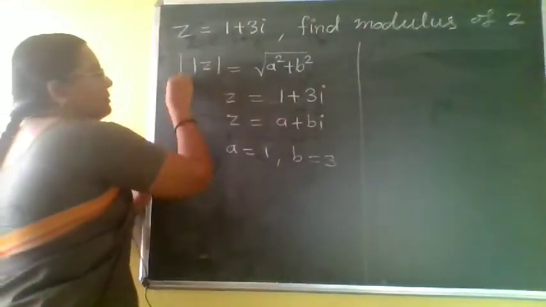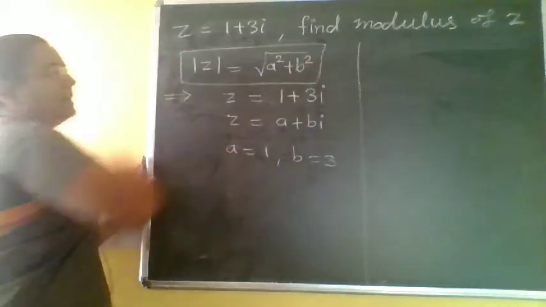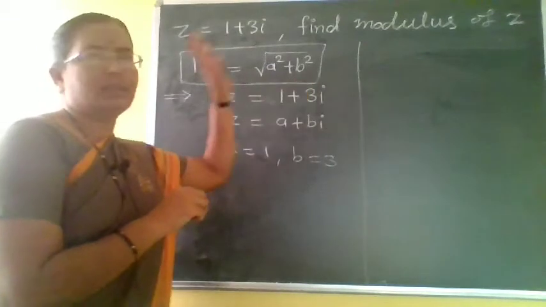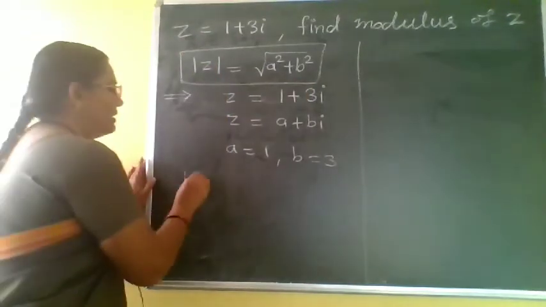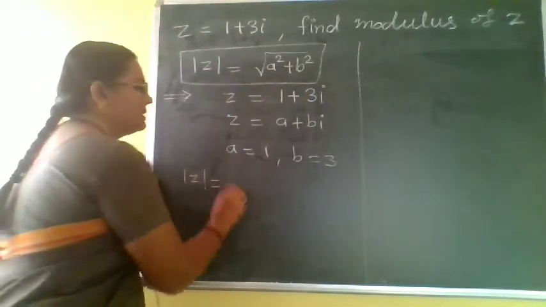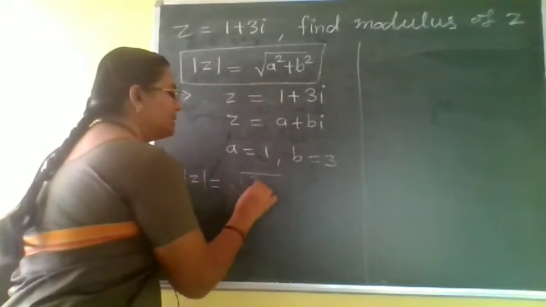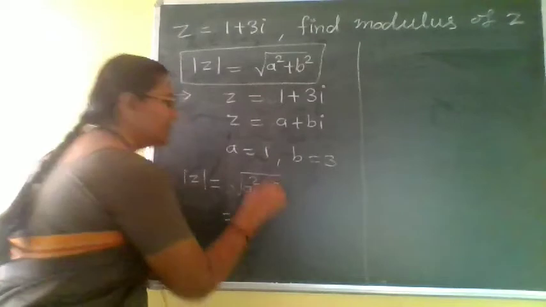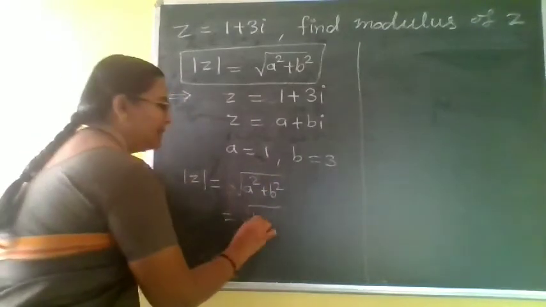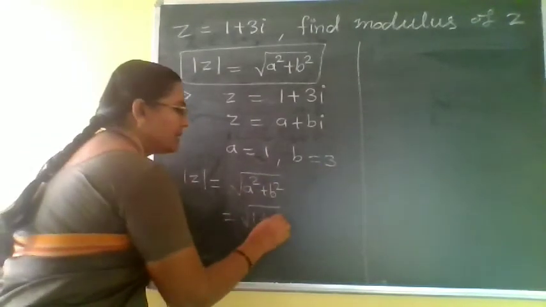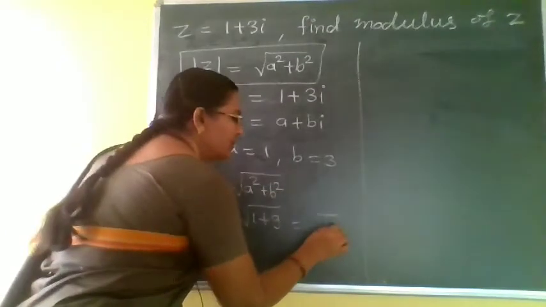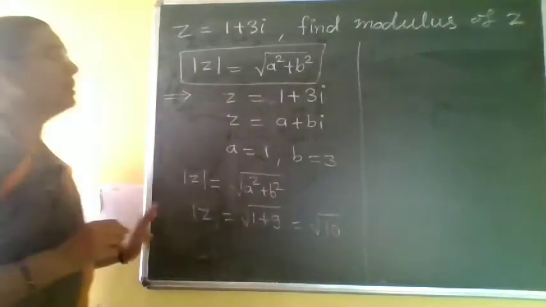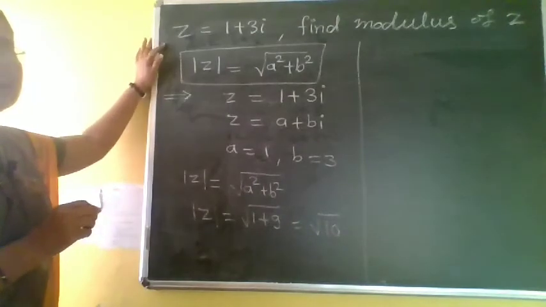And what is the formula for the modulus of z? That is mod of z is equal to root of a square plus b square. That is a square means 1 square is 1, plus b square means 3 square is 9. This becomes root of 10. This is the modulus of the given complex number.